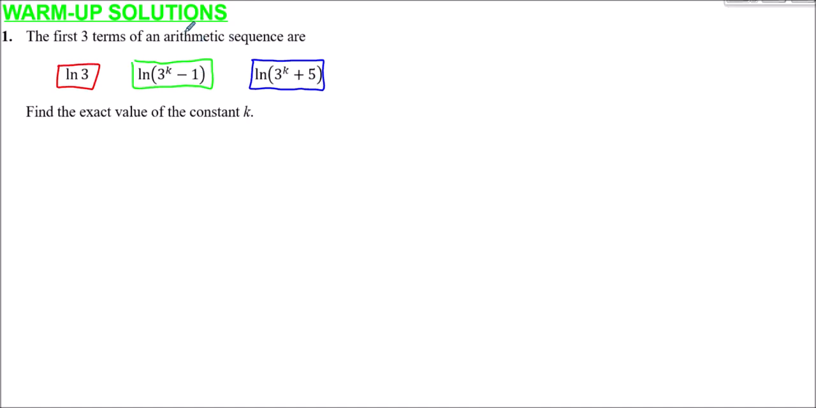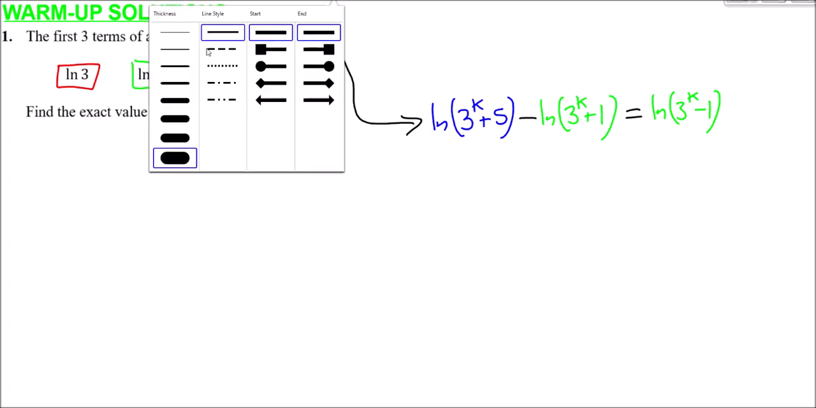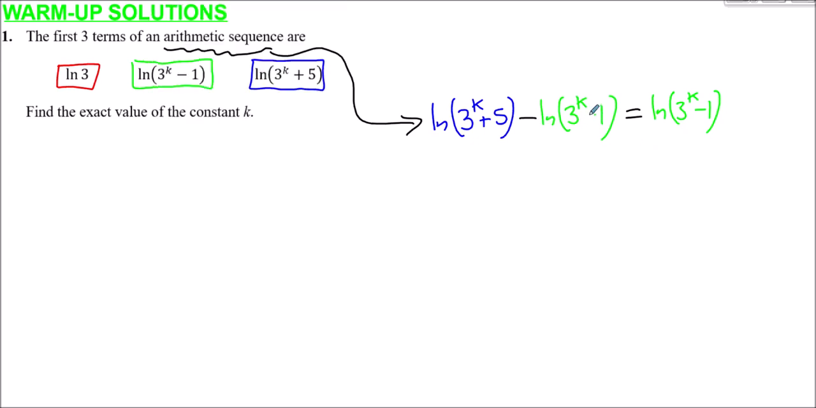So in other words, because it's an arithmetic sequence, we can deduce here that ln of 3k plus 5 minus ln of 3k plus 1 must be one and the same as ln of 3k minus 1. So ln 3k, yes, minus 1. I've miscopied. Apologies. I'll just correct that now very quickly. That should be a minus, my bad. So it's this ln 3k minus 1 subtract ln 3.